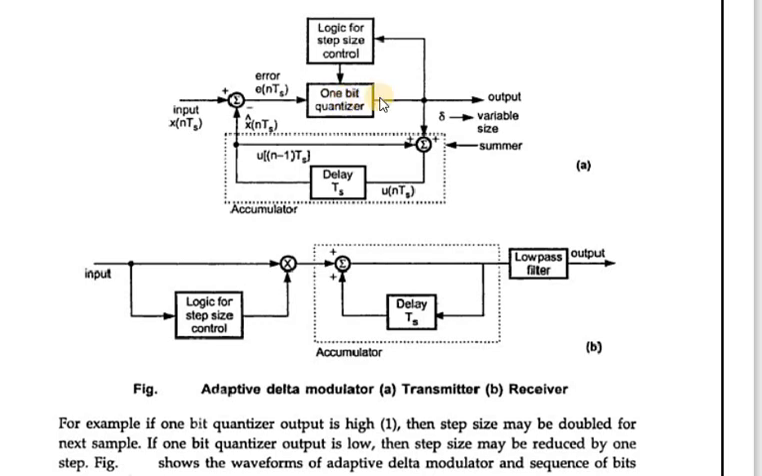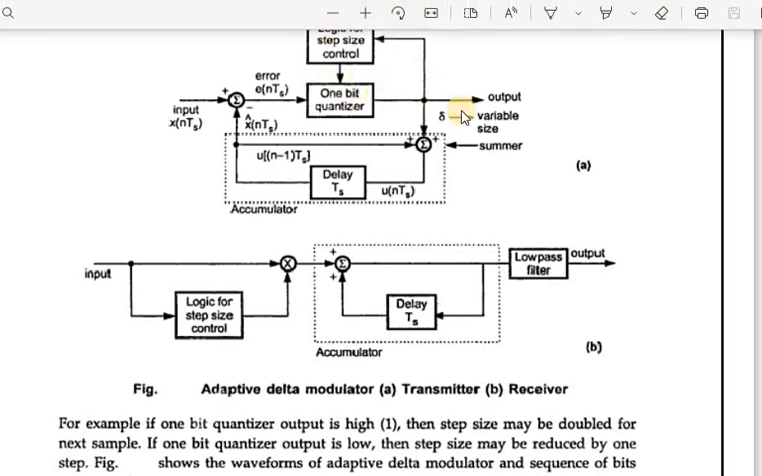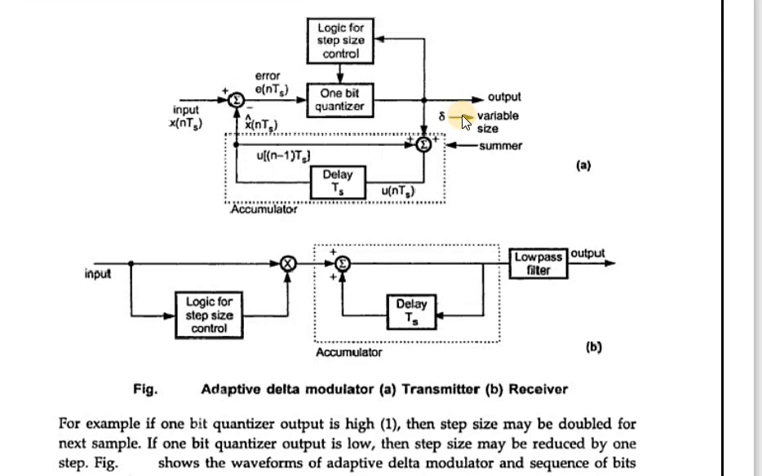Okay, then after that this will be given to the logic for the step size control. Depending upon the output of the 1-bit quantizer, the step size will be increased or decreased. Here one example is already given. For example, if the 1-bit quantizer output is high or 1, then the step size may be doubled for the next sample. If the 1-bit quantizer output is low, then the step size may be reduced by 1 step.